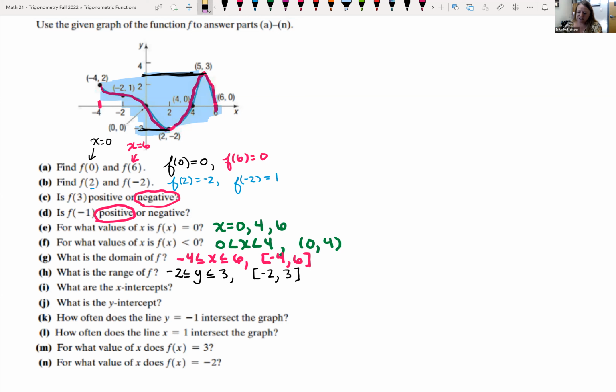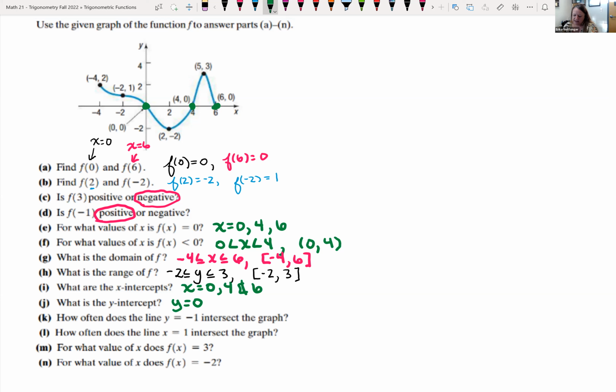What are the x-intercepts? So looking at the graph, looking at where it crosses or touches the x-axis. We have x equals 0, x equals 4, and x equals 6. Y-intercepts, this is at the origin, so it's when y is equal to 0.